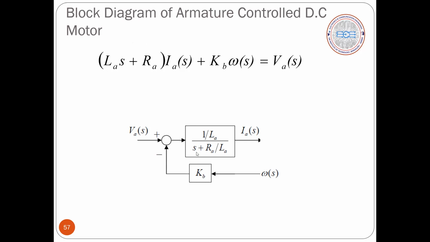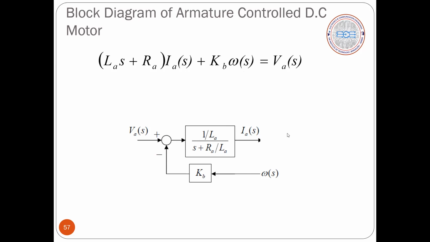1 divided by LAS plus RA, I have rewritten, because I wanted S to the left here, so that I can take the inverse Laplace very easily. So I have taken the standard pattern representation. Otherwise, this block is equal to 1 divided by the coefficient of IA of S. So this minus this signal, multiplied by this, is IA of S. Now in this equation, VA of S is an input, and IA of S is the output.